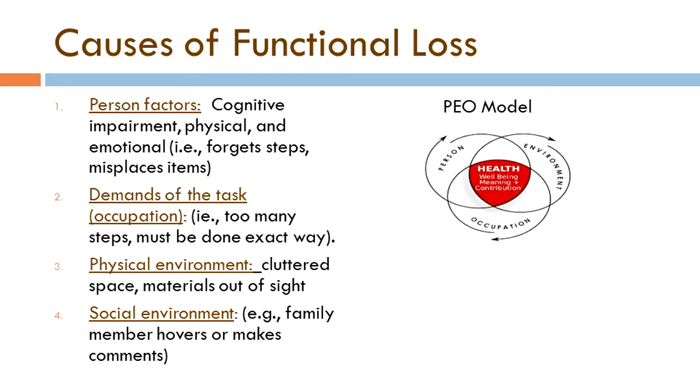So as an occupational therapist, we tend to focus on this PEO model. We are a holistic practitioner, so we look at the personal factors, the environmental factors, and the occupational factors, and they all intertwine with each other and they impact each other. So we can't look at one separate from the other. So personal factors that we're looking at are cognitive impairment, physical and emotional functioning that's starting to go away. Demands of the task or the occupation: are there too many steps to the task for the individual?